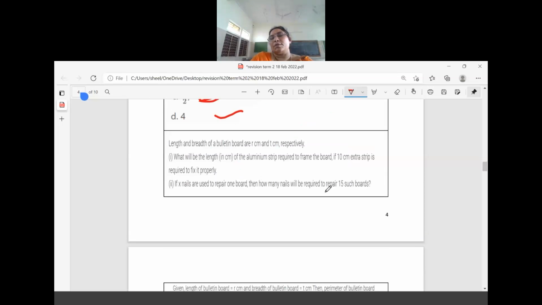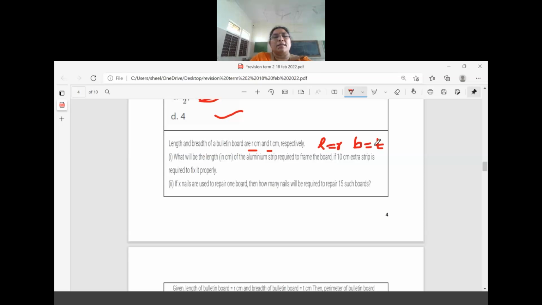Okay. Next question. Length and breadth of the bulletin board are R and T. So what is the length? R. What is the breadth? T only. Means L equal to R. L equal to R, because usually L only we are using. Now breadth is equal to T.